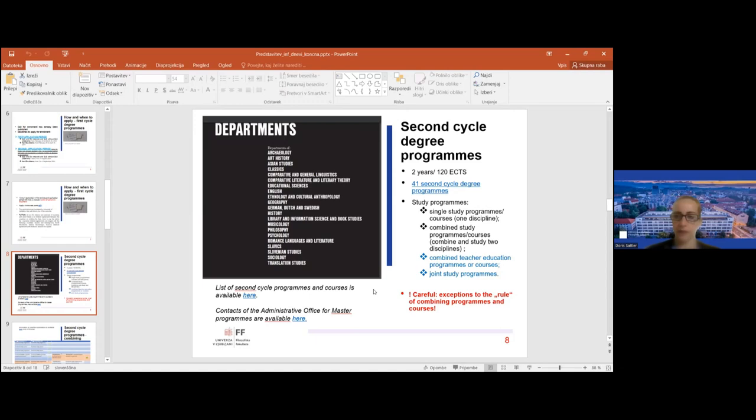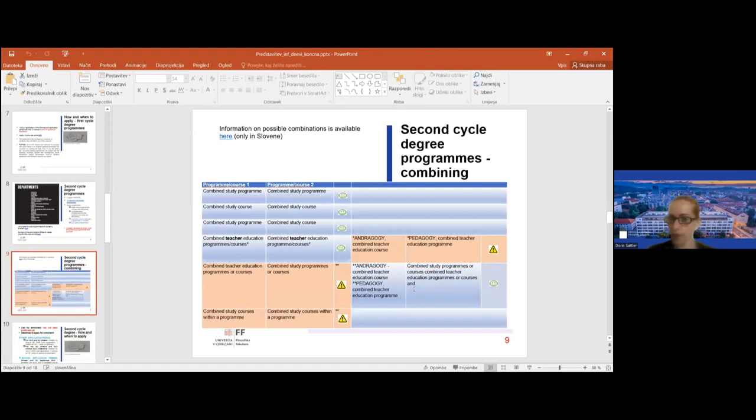But there is a little exception to the rule of combining that I explained for the first cycle degree programs. I will try to explain in this slide how it goes. So you can combine, as mentioned before, combined study programs with combined study programs. You can combine combined study courses with combined study courses. You can combine a combined study program with a combined study course. And of course, also combine teacher education programs with combined teacher education programs. However, andragogy and pedagogy, they are both combined teacher education programs, but they cannot be combined together.